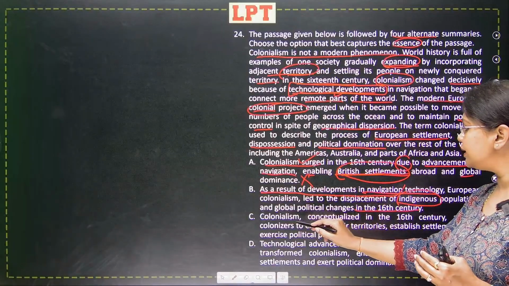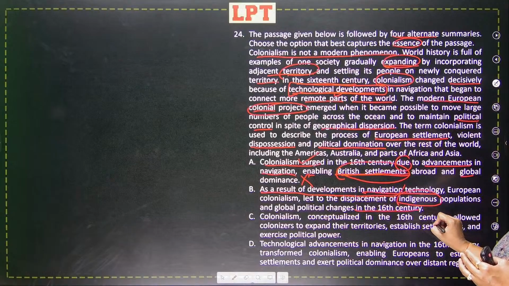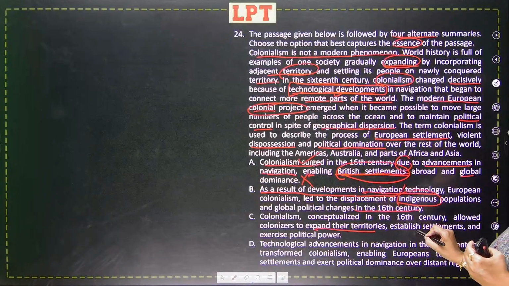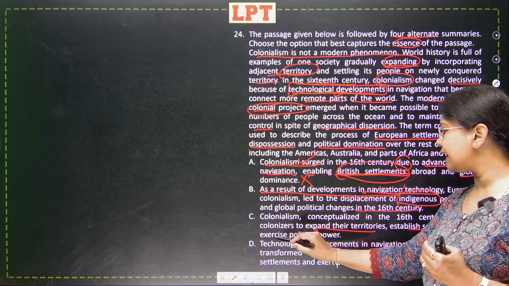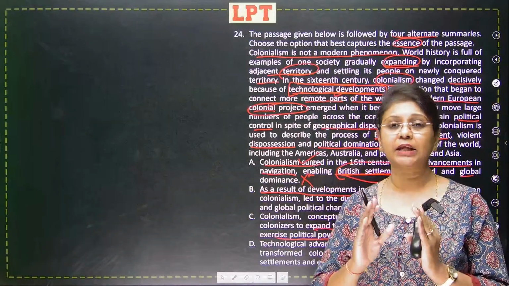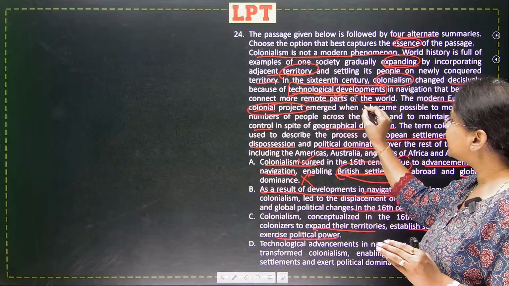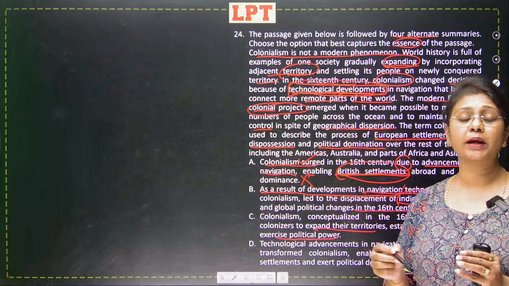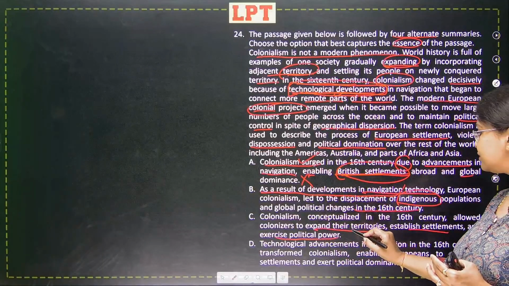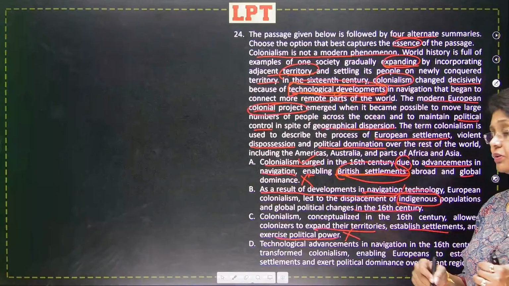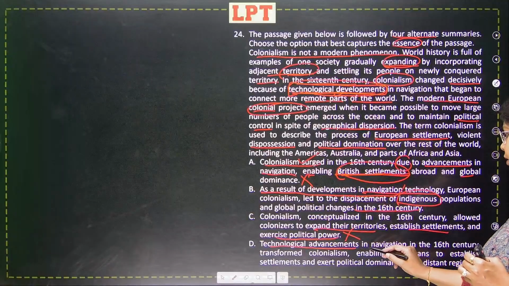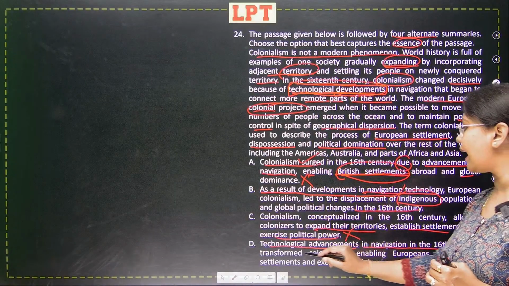C says colonialism conceptualized in the 16th century allowed colonizers to expand their territories, which is okay, establish settlements and exercise political power. However, the problem with this option is it does not mention technological advancement. So yes, technological development was a key point that has to be incorporated in our summary because it was important. So option C would again be eliminated. That leaves us with option D, which says technological advancement in navigation in the 16th century transformed colonialism. So you have the mention here.